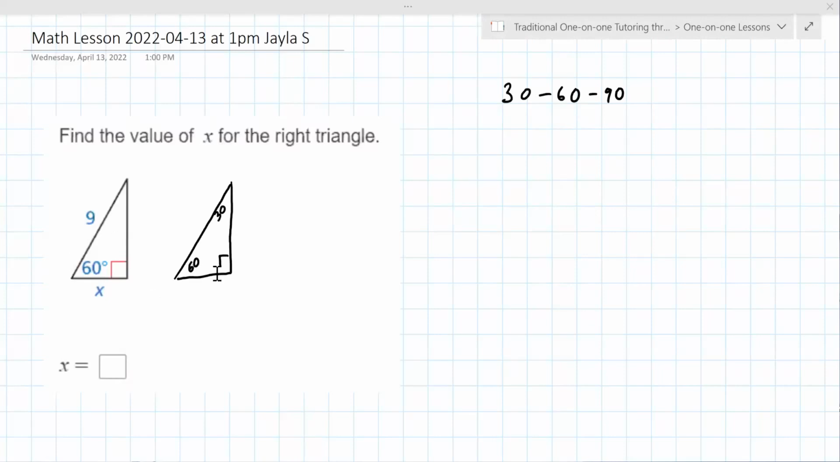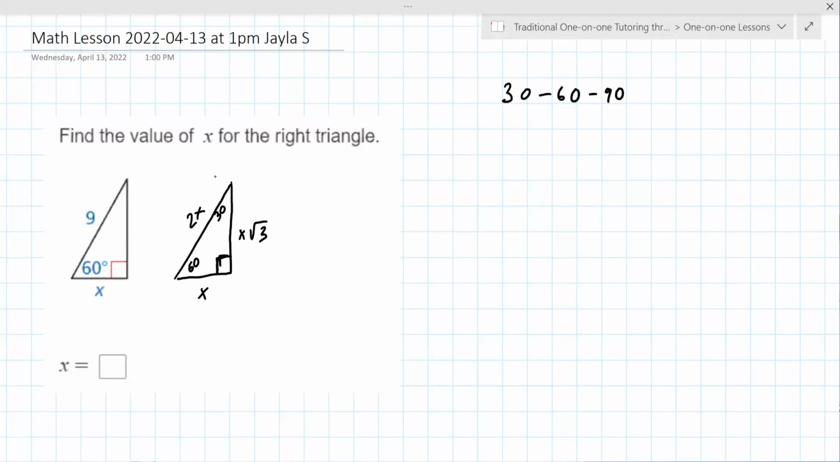So what I've done here is just drawn a 30, 60, 90 triangle over here, similar to yours. But what I'm going to use are what's called these reference sides. So the side across from 30 is usually labeled X. The hypotenuse is 2X. And then the long leg is X root 3.